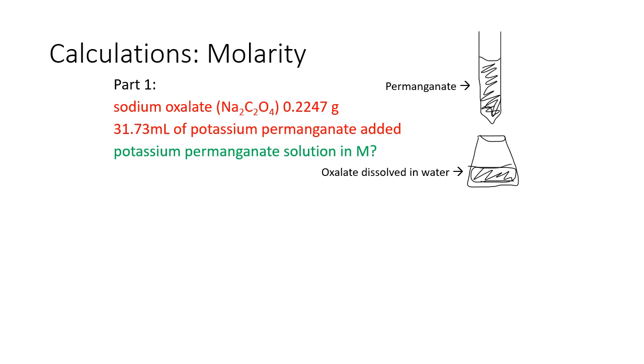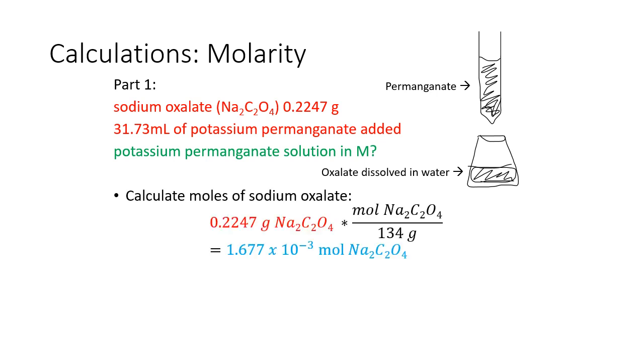So here we go. Let's calculate the number of moles. We take our mass of sodium oxalate and we divide it by the molar mass of sodium oxalate to get 1.677 times 10 to the negative third moles of sodium oxalate.